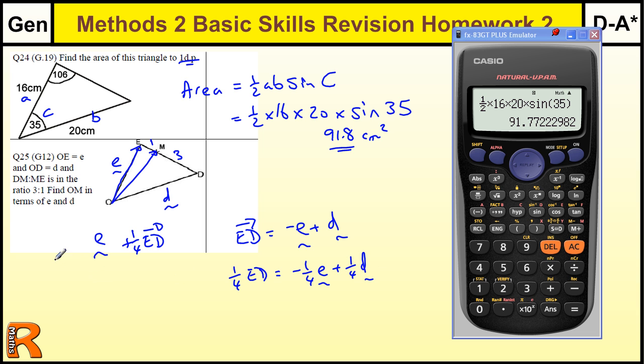So this is OM we're trying to find, that's equal to E minus 1/4 E plus 1/4 D. So E minus 1/4 E is 3/4 E and plus 1/4 D. Doesn't matter which way around you write that. We can have the 1/4 D plus 3/4 E, or 3/4 E plus 1/4 D. And that's it.